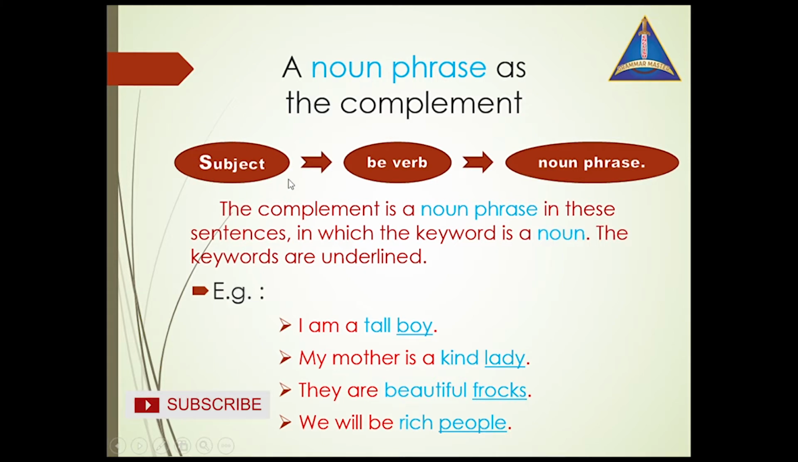If we use a noun phrase as the complement of the sentence, the structure is first the subject, then the be verb, finally there should be the noun phrase. The complement is a noun phrase in these sentences, in which the keyword is a noun. The keywords are underlined. Examples: I am a tall boy. My mother is a kind lady. They are beautiful frocks. We will be rich people.